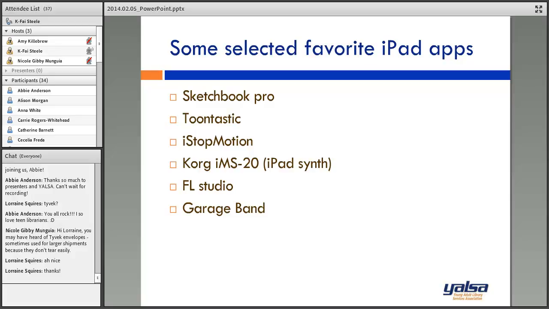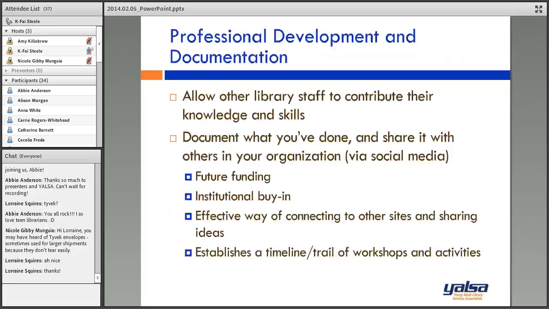We started using these a couple of years ago and kind of stopped, and now we're starting to bring them back. So Sketchbook Pro, it's drawing, Toontastic, animation, iStop Motion, stop motion. There's this fantastic iPad synth. It's a little expensive, I think it's around $15, but it's really, really fun to use. It's called the Korg iMS-20. Some other music editing software, Fruity Loops Studio, FL Studio, and GarageBand for the iPad is really fun too. I would definitely recommend playing with that.